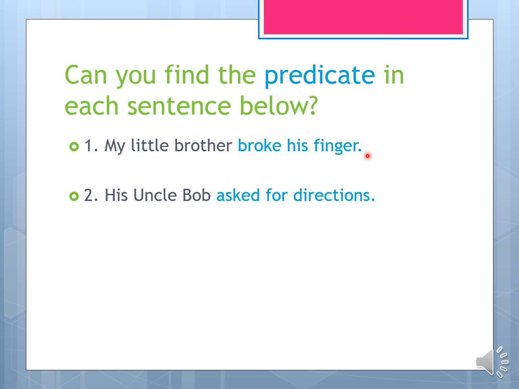His Uncle Bob asked for directions. Again, find the verb. The verb is the first word in the predicate, so asked for directions is the predicate. Those soldiers carried guns. Here, those soldiers is the subject. What are we saying about the soldiers or about the subject? We are saying that they carried guns, and the verb is carried, and we know that the predicate starts from the verb till the end of the sentence, so carried guns is the predicate.